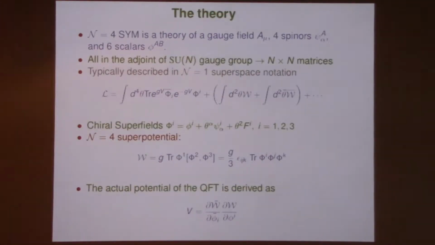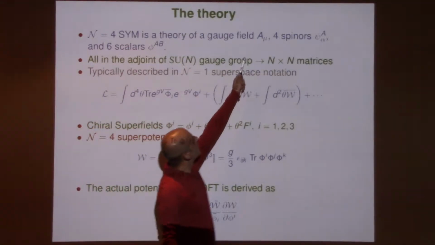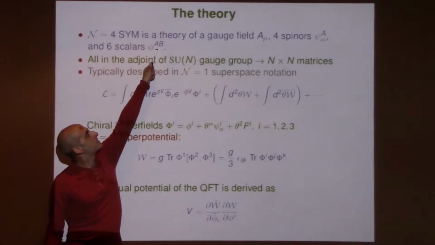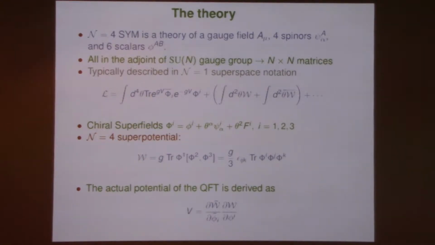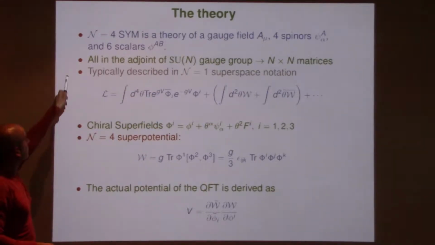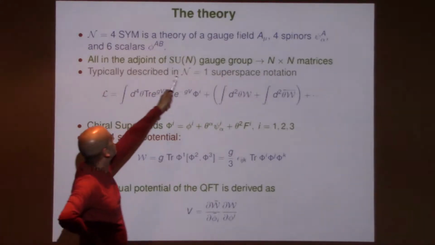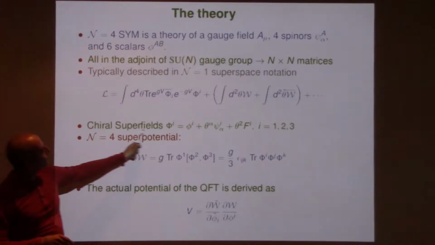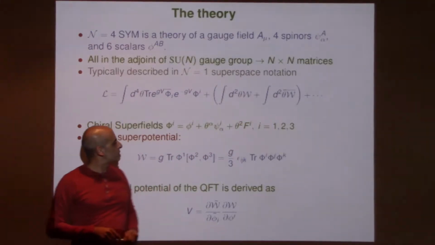And, just again, for the students, let me say what this theory is made of. David already discussed this, but there's a gauge field, there are 4 spinors, and there are 6 scalars, which I choose to write as an antisymmetric 2-tensor with A going from 1 to 4. It doesn't really matter here. They're matrices. They live in the adjoint of a gauge group, which I take to be SU(N). And in N=1 superspace, you can describe them in terms of superfields. So you can put them all in some structure phi, which has the superspace coordinate.